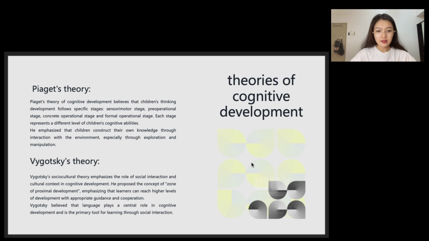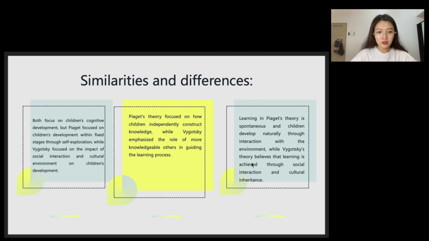He emphasized that children construct their own knowledge through interaction with the environment, especially through exploration and manipulation. I have summarized the similarities and differences between the two theories. For the first, they both focus on children's cognitive development, but Piaget focuses on children's development within fixed stages through self-exploration, while Vygotsky focuses on the impact of social interaction and cultural environments on children's development.